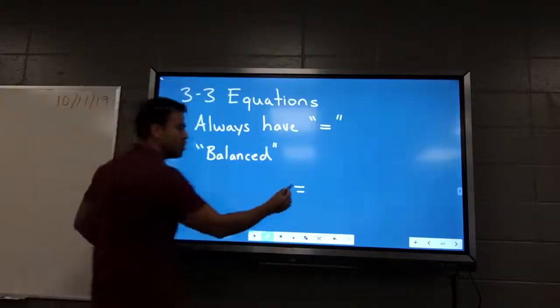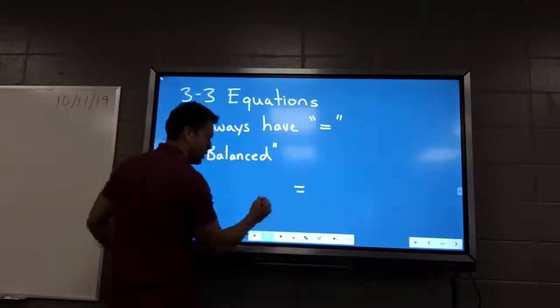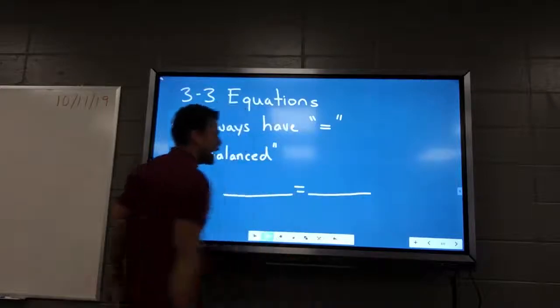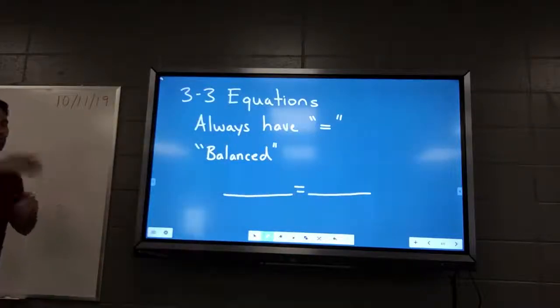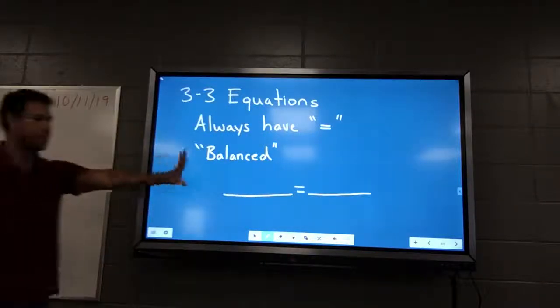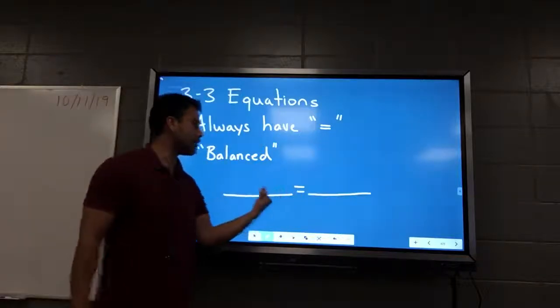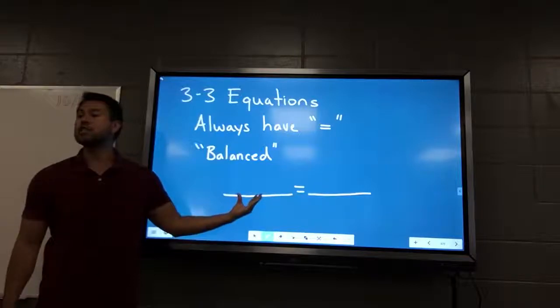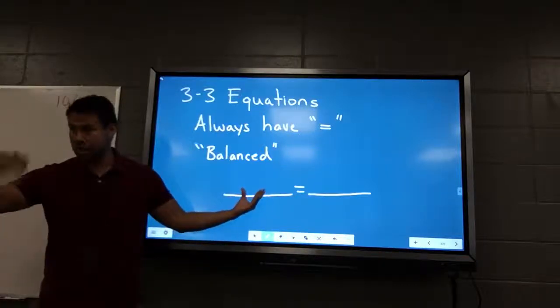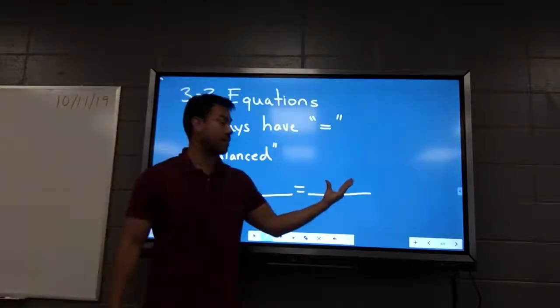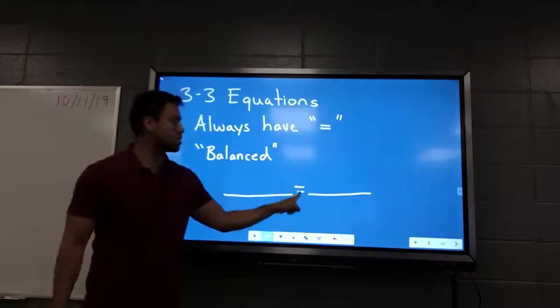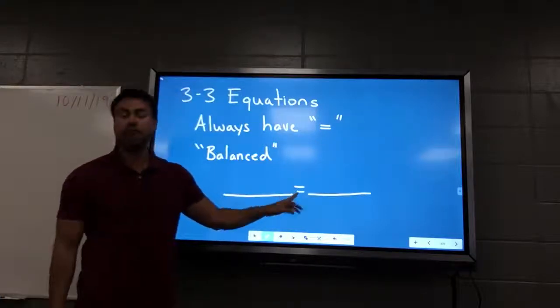So you always have to have an equal sign, and here's a little illustration. For the most part, you're going to have two sides. You could have more equal signs, but for our purposes, we're just going to have one equal sign. You know what you're going to have on the left side? An expression. Remember, we talked about expressions. And on the right side, another expression. And those two expressions have to be equal to one another for it to be true.